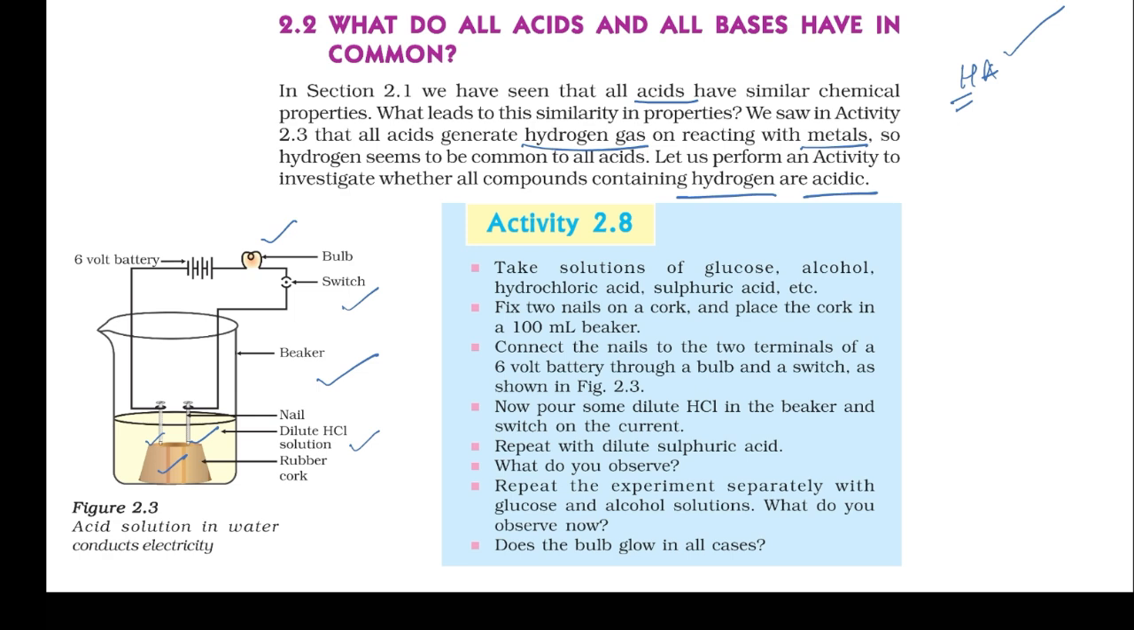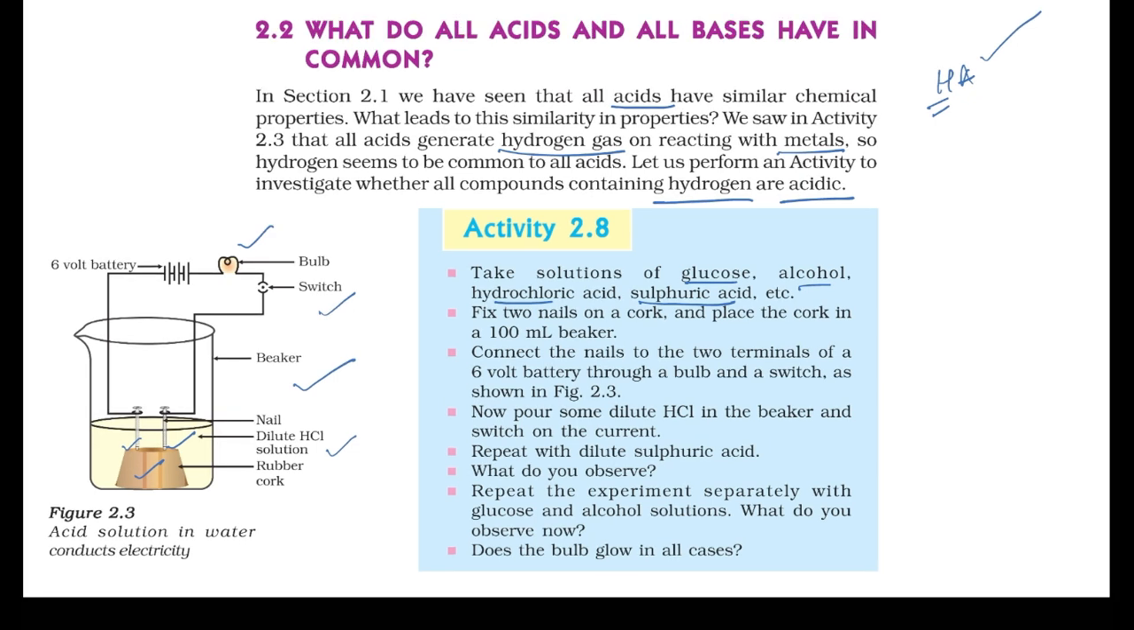Now change the solution. Put different solutions in this beaker, like glucose, alcohol, hydrochloric acid, sulfuric acid, and see whether the bulb glows or not. So with HCl solution, the bulb will glow. If you take a solution of sulfuric acid, the bulb will glow. But if you take a solution of glucose and alcohol, the bulb will not glow.